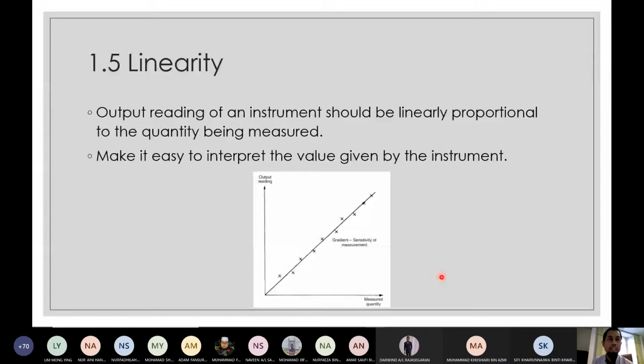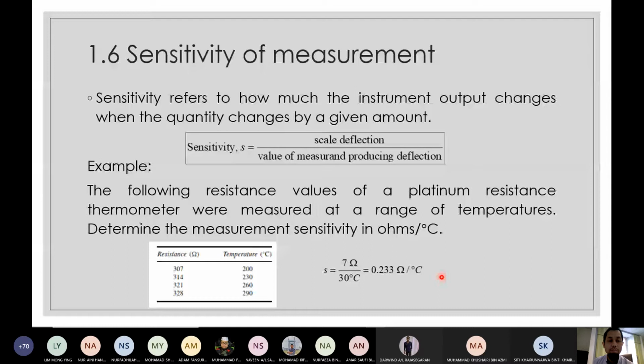And then 1.6 is sensitivity of measurement. Sensitivity refers to how much the instrument changes when the quantity changes. So when the quantity we want to measure increases and the instrument changes significantly, then we say that the instrument is more sensitive. For sensitivity, the equation is the scale deflection divided by the value of the measurement producing the deflection. As an example, we look at this simple table. It shows the relationship between resistance and temperature increase.